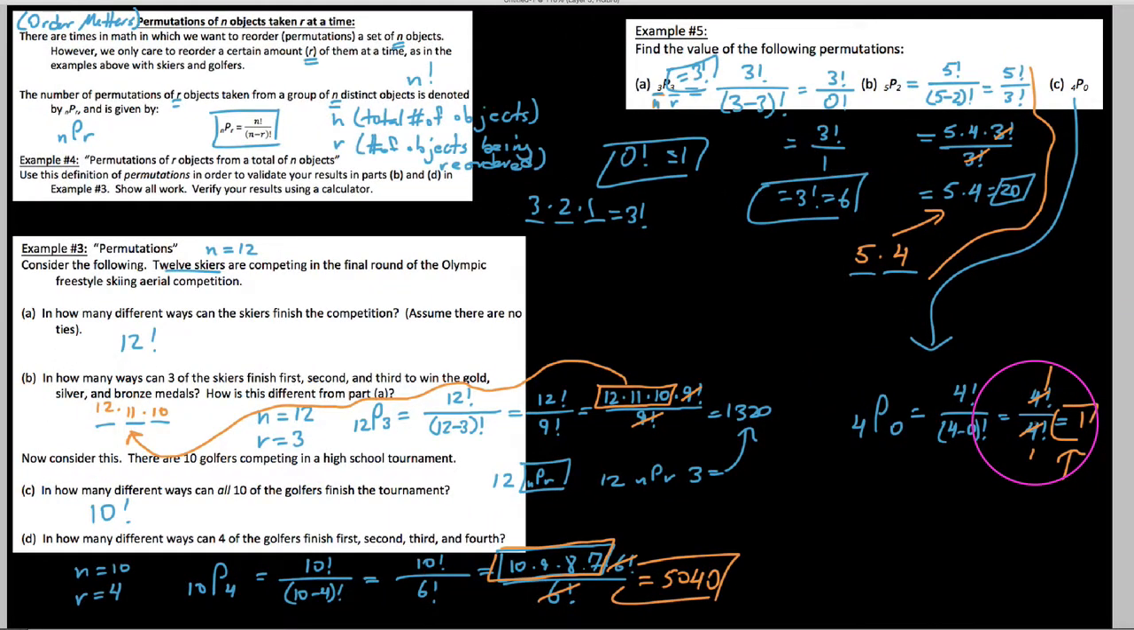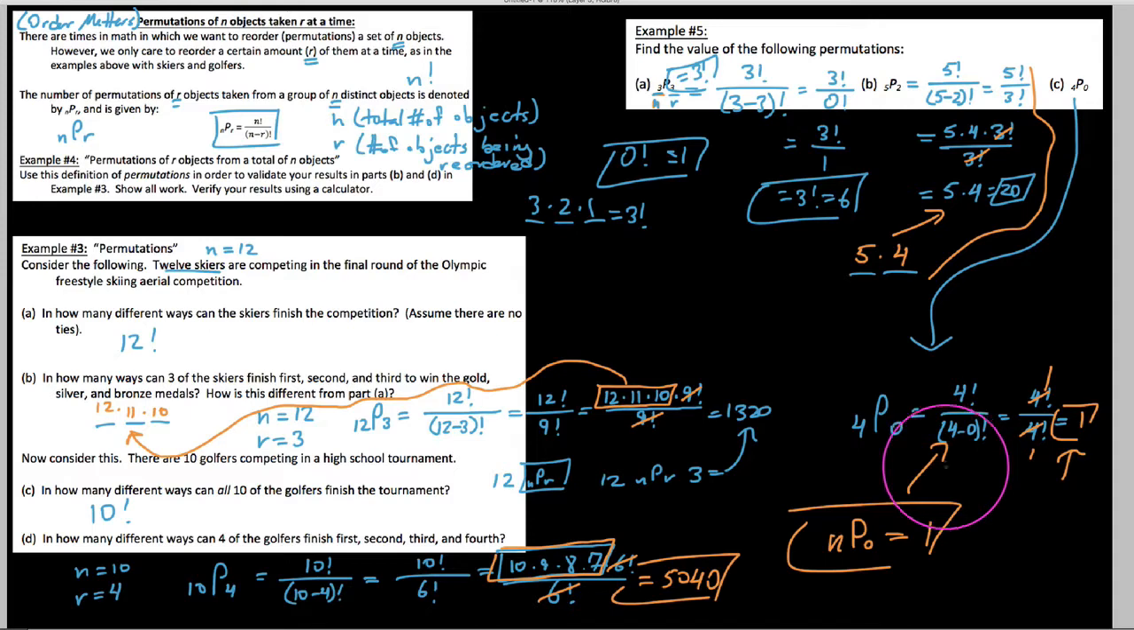So it makes reasonable sense that anytime you have n permute 0, you're always just going to get 1. But the reason also is because when you plug it into this expression, you're going to get something divided by itself.